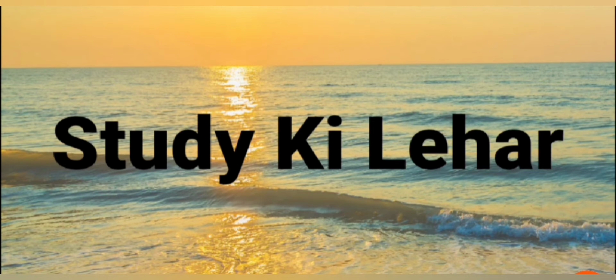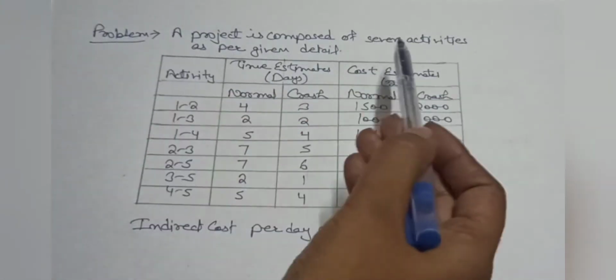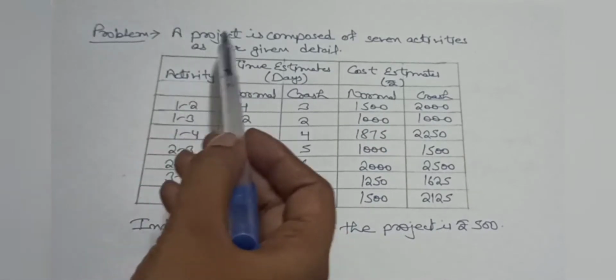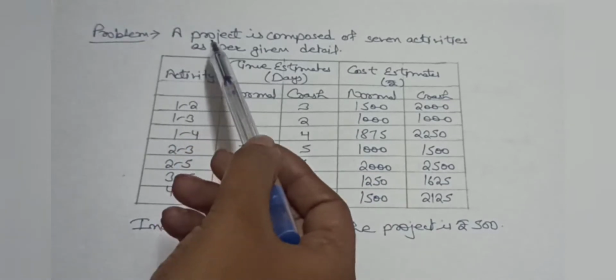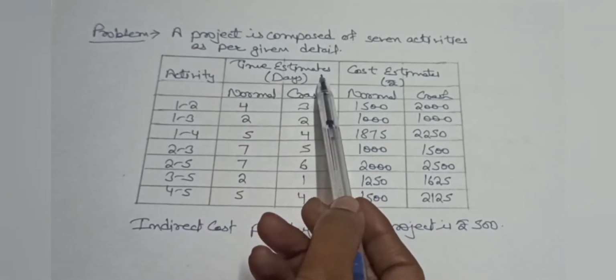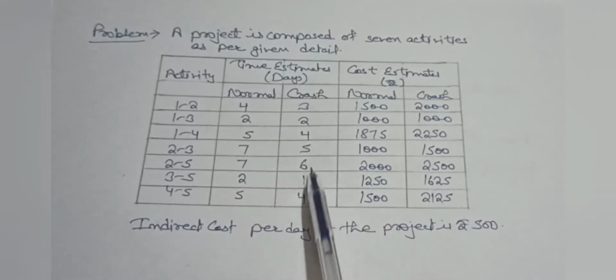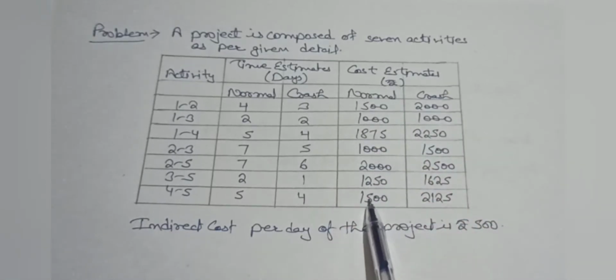Now I will describe this problem with the help of this video. So this is the problem we have. In this problem, a project is composed of 7 activities as per given detail. We have the given activities, and these are the time estimates, normal time and crash time. And these are the cost estimates, normal cost and crash cost. We are given the indirect cost per day of the project as rupees 500.